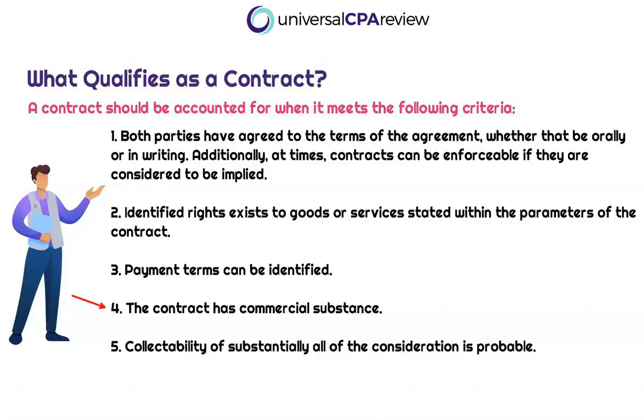Right, so in other words, there has to be a valid business reason for this transaction. Okay, so we'll talk more about commercial substance when we get into our non-monetary transactions lecture a little bit later on, but basically this is going to be essentially when a business transaction is expected to have future cash flows. Okay, so if there's no commercial substance, then that would be a problem for recognizing revenue.